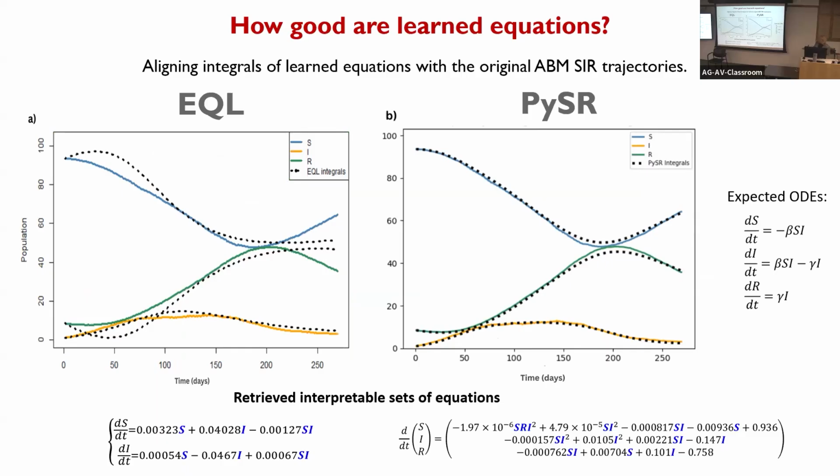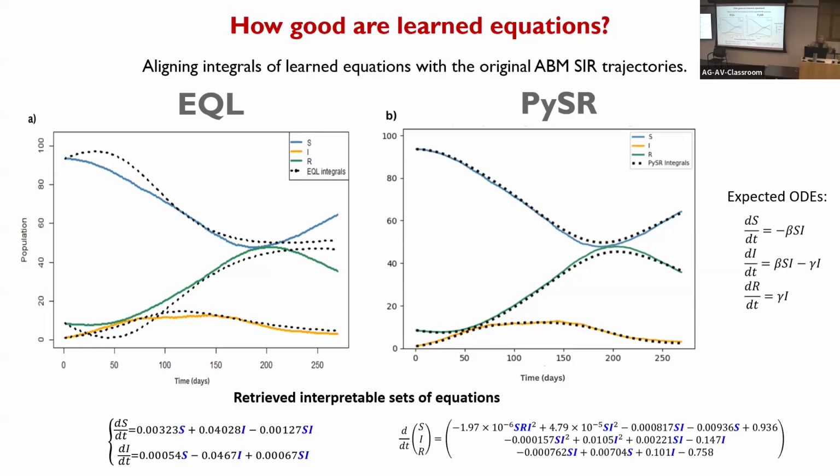So the first check is, how do the lines look? The colored lines are the trajectories from our truth model. So this is the truth. And the dotted lines are integrals from the discovered models, the discovered equations. For equation learning, that's not doing terribly well, but still pretty good, considering we didn't have to do anything except run the code. And then for PySR, actually pretty good. So there is good alignment, good promise.